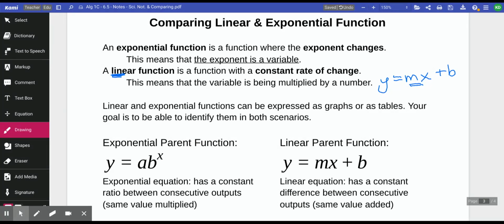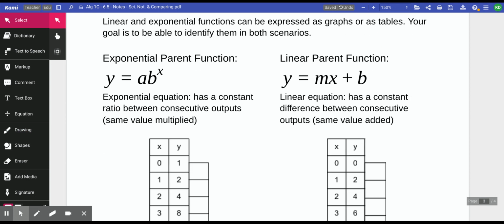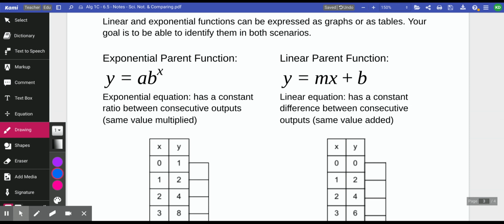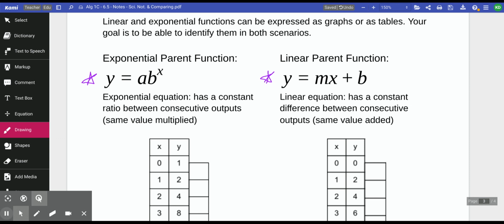So our exponential parent function looks like this. Y equals a times b to the x. And our linear parent function is our old friend, y equals mx plus b.